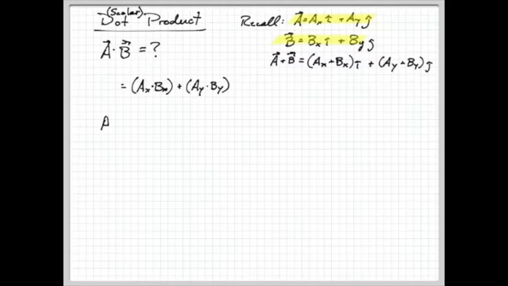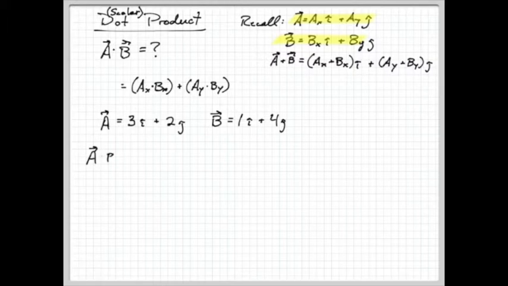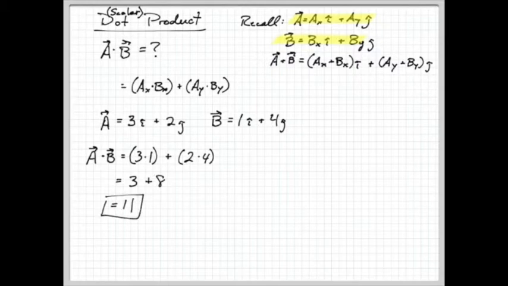Let me give you two quick vectors. We'll say vector A is 3 i hat and 2 j hat, and B vector is 1 i hat and 4 j hat. Then the dot product between these will be the two x components multiplied, so 3 times 1, plus the two y components multiplied, 2 times 4, so 3 plus 8, so the dot product would be 11.